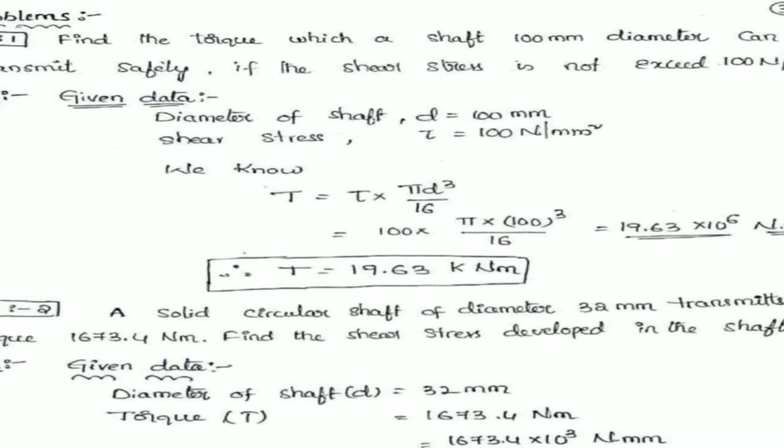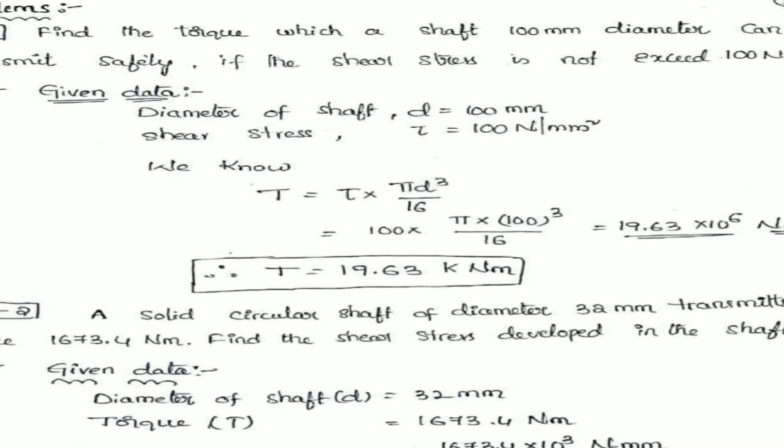That is equal to, here tau is given 100, into pi, into small d is given 100, to the power of cube by 16. Finally, the answer T is equal to 19.63 into 10 to the power of 6 Newton mm. Finally, torque T is equal to 19.63 kilonewton meter.